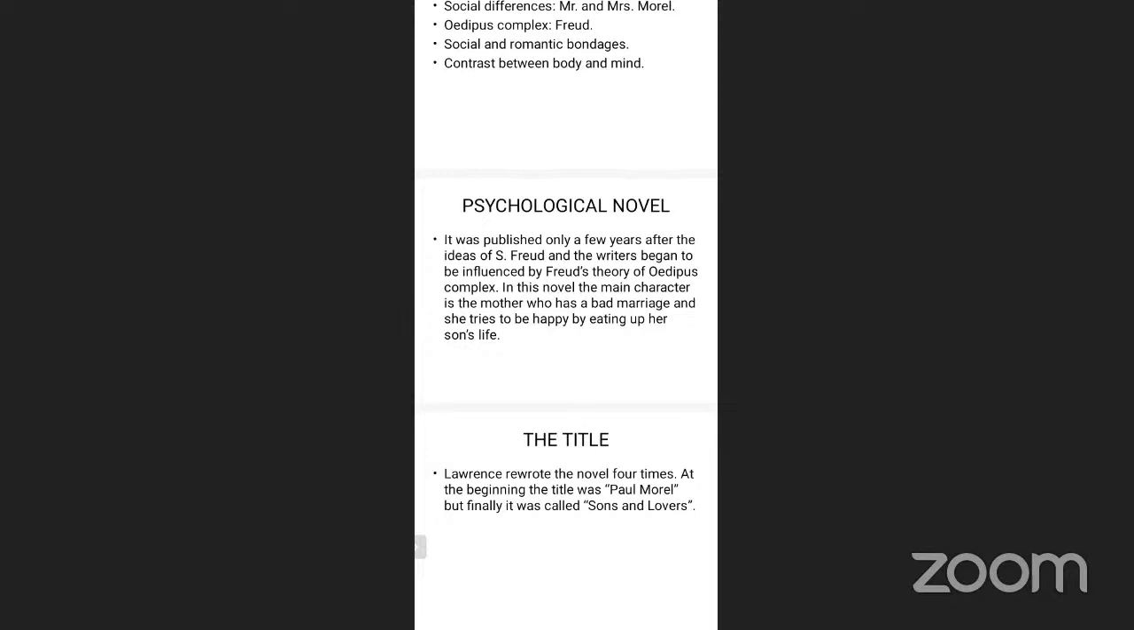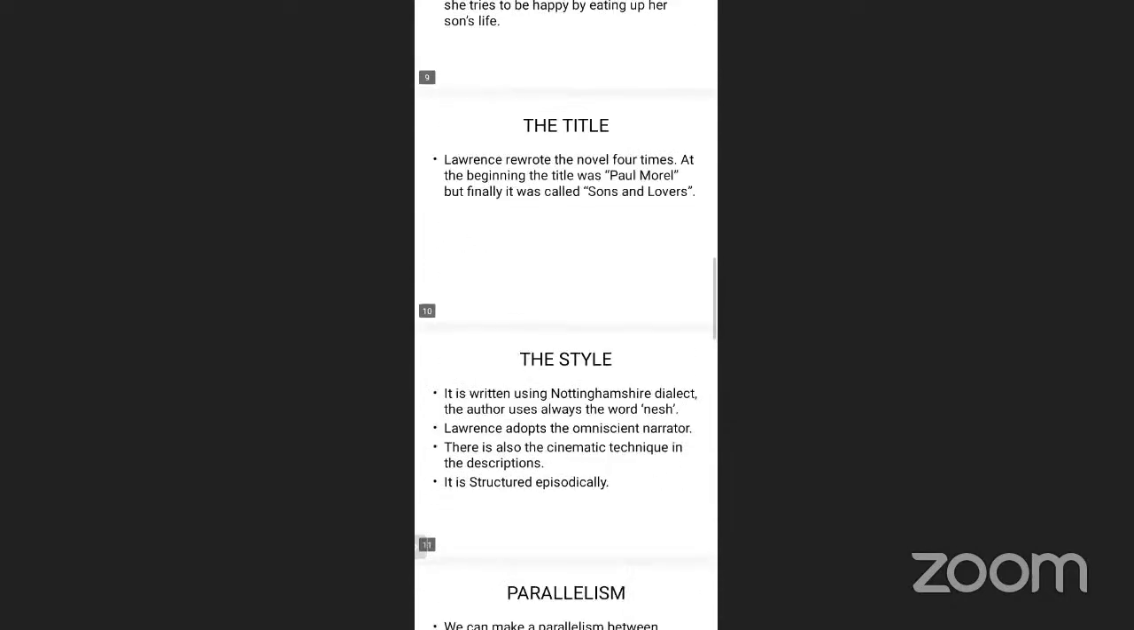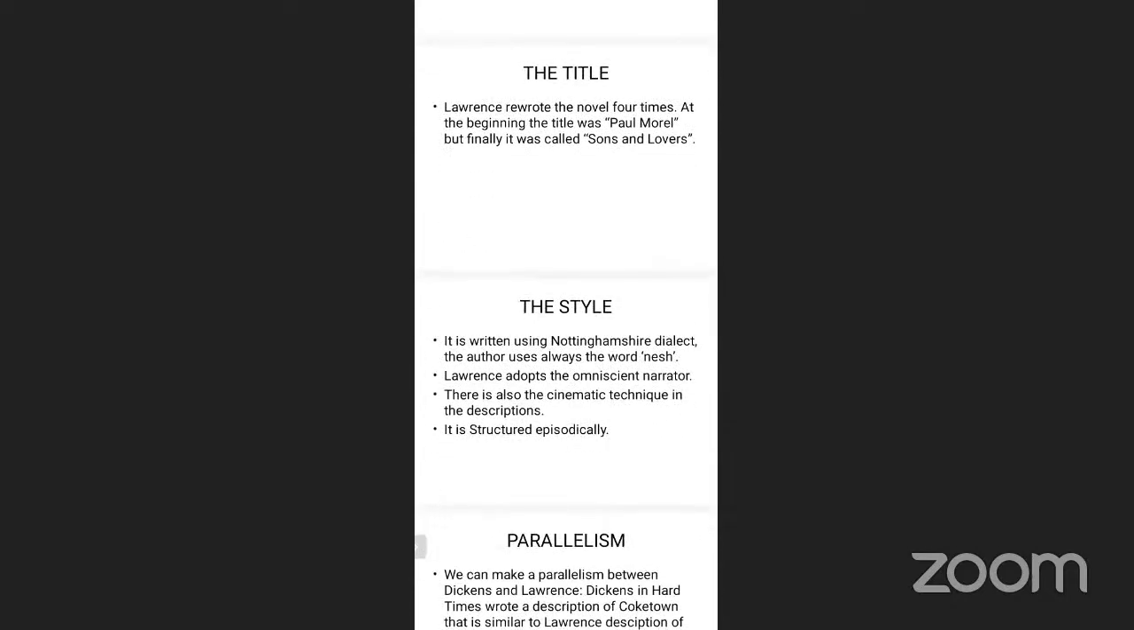And now, as we have mentioned over here, when this theory was coming into existence, into currency, a few years after this theory, D.H. Lawrence wrote this novel, and he was greatly influenced by this theory, and he used it practically in this novel. Now when did this theory come up? This theory came up in 1899, and almost a decade later, D.H. Lawrence published this novel. As I have already mentioned, Lawrence rewrote the novel 4 times.